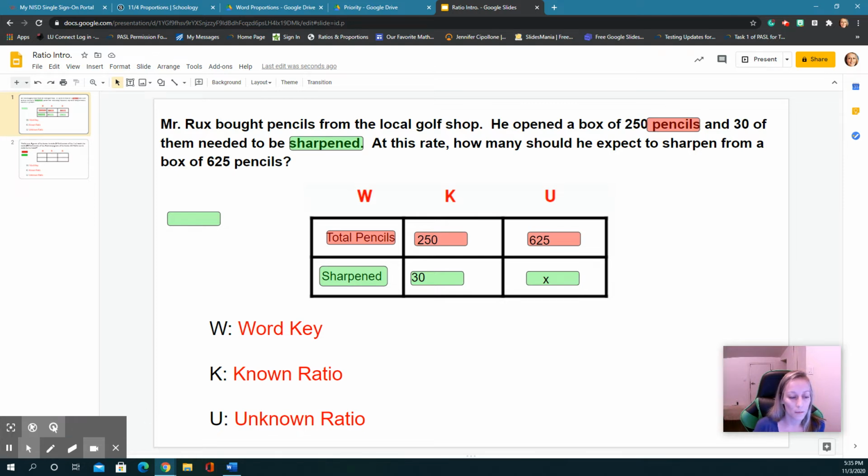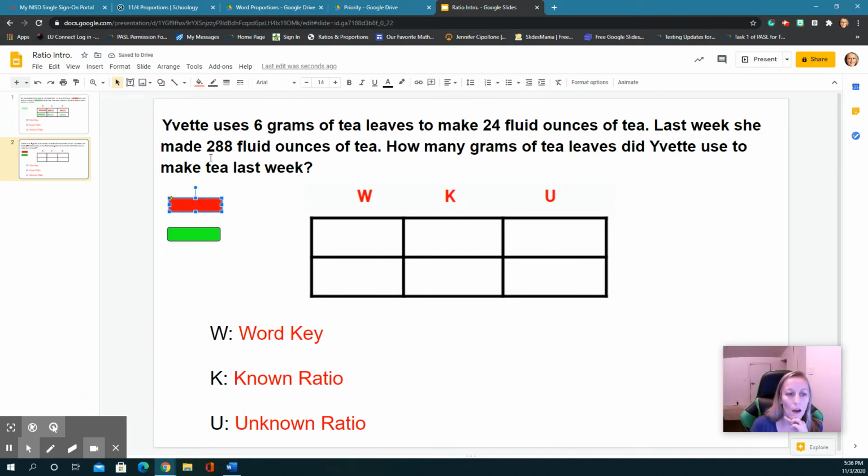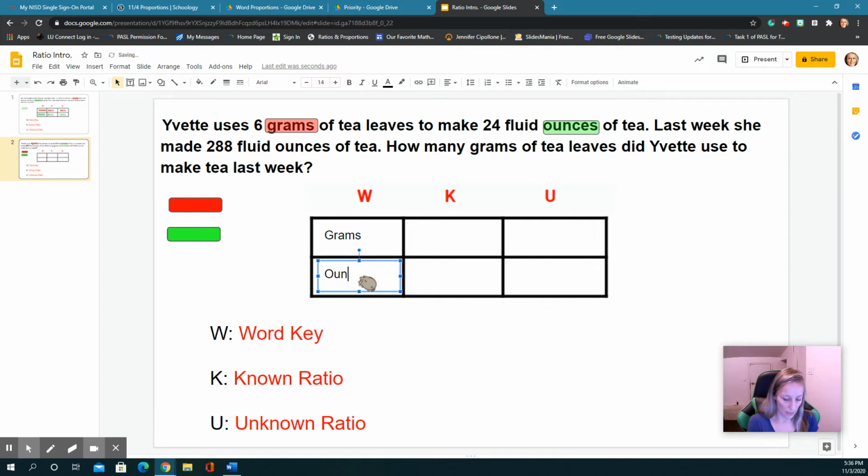Let's do one more. Okay, Yvette uses 6 grams of tea leaves to make 24 fluid ounces of tea. What are we comparing? We have 6 grams of tea leaves to make 24 ounces. So in my word key, I will say grams, ounces.